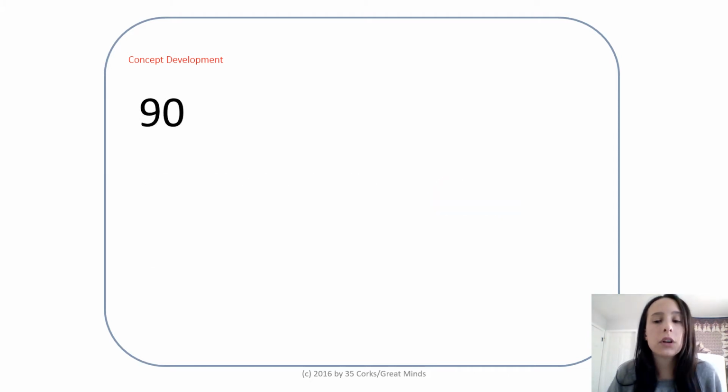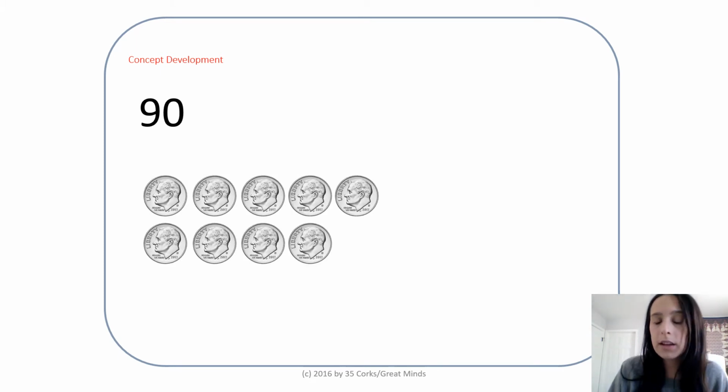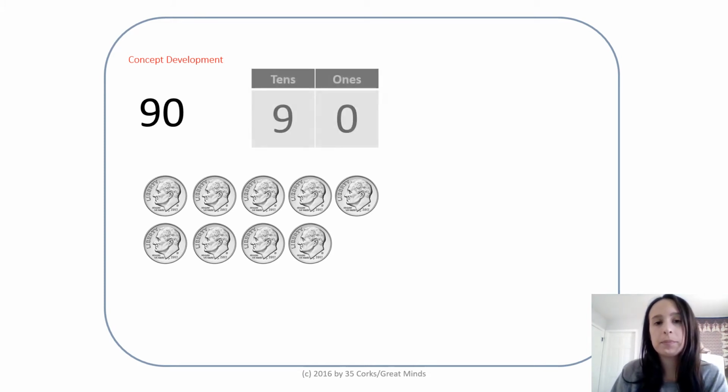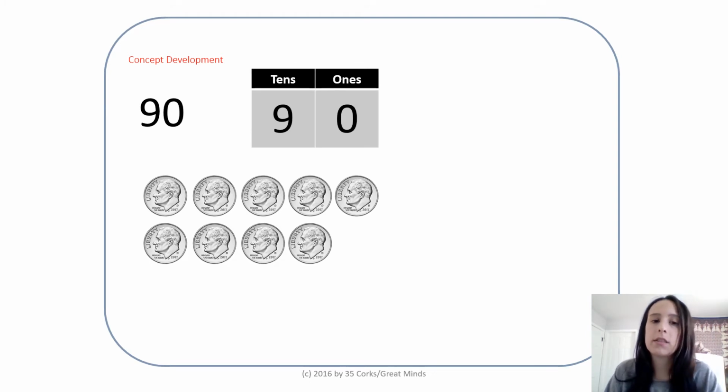All right, again, we're going to keep using coins to represent the number that's shown, and we're going to draw a place value chart. If I only use dimes to represent 90, how many dimes would I need? Nine dimes. Do I need any pennies? No, because there's a 0 in our ones place. So how many tens are in 90? 9 tens.